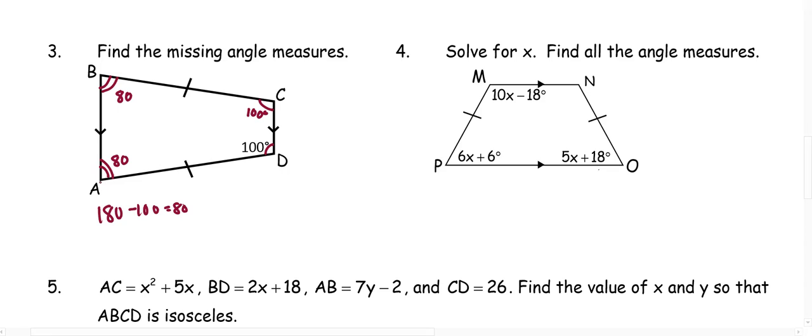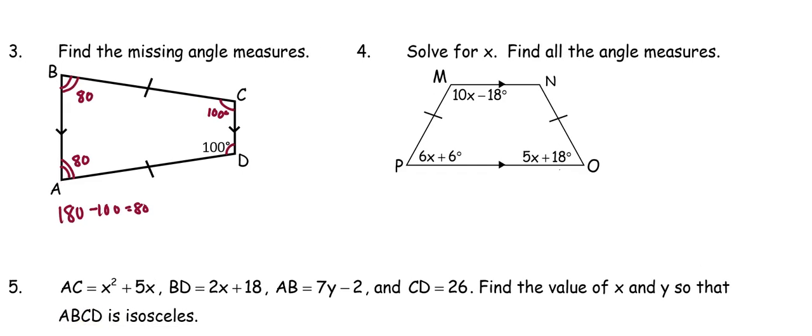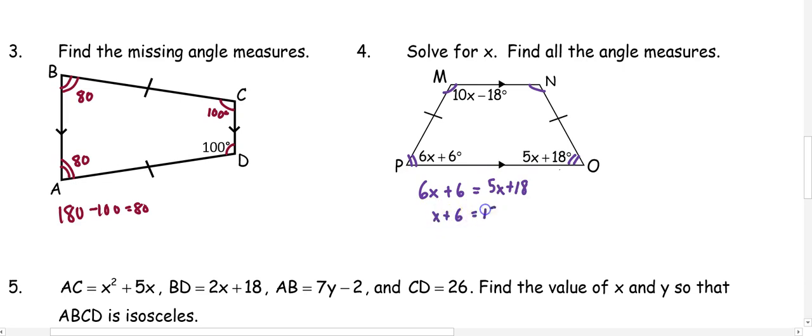Number 4, solve for x and then find all the angle measures. So this is an isosceles trapezoid because MP and NO are marked congruent, which means my base angles are congruent. So M is congruent to N and P is congruent to O. So to solve for x, I could use supplementary with M and P, or because I know it's isosceles, I can just set the base angles congruent. So 6x plus 6 equals 5x plus 18. We can subtract 5x from both sides, and then subtract 6 from both sides, so we get x is 12.